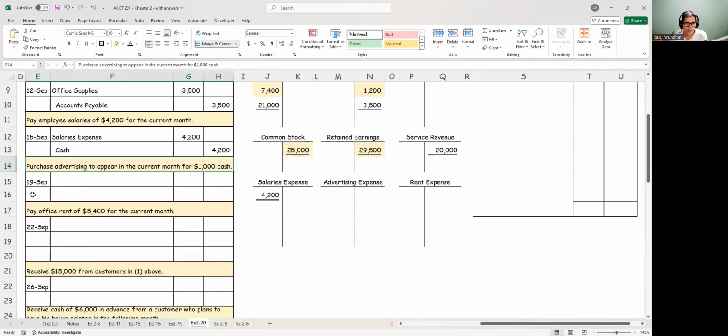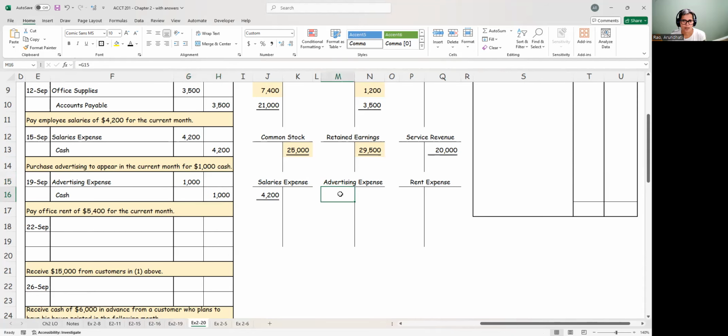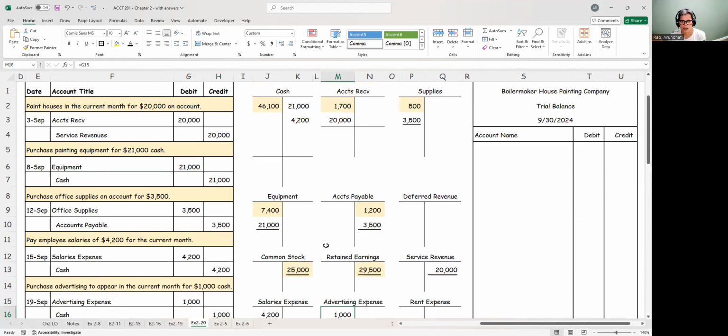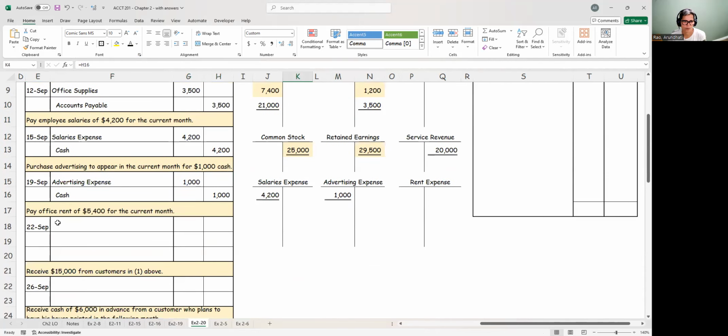The next transaction on the 19th, I purchased advertising to appear in the current month for $1,000 cash. I paid cash, cash decreased, so I'm going to credit cash. Why did I pay this cash? Because I wanted someone to advertise my business for me. I got the benefit of the advertisement service. Hopefully, it's actually going to result in revenues. That's a different story. So advertising expense debit, cash credit, and that's $1,000. So advertising expense debit, post that on the debit side in the advertising account. Cash credit, on the credit side, you'll post $1,000.